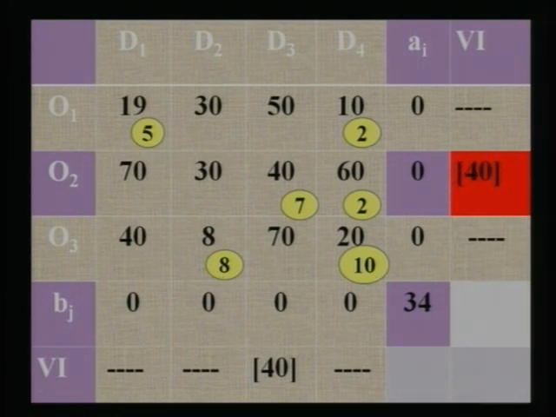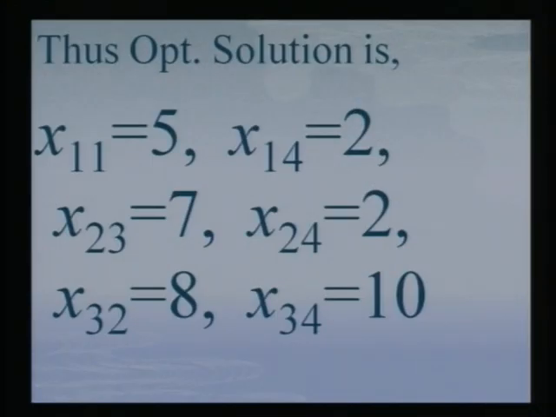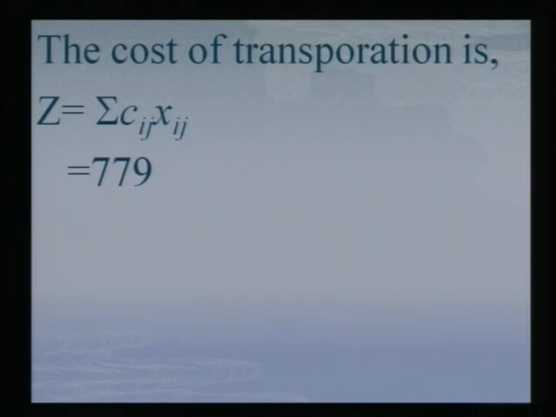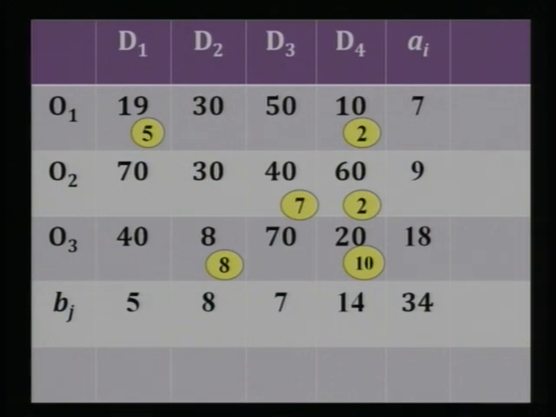And using Vogel's method, we have found the starting solution. As I told you, it is this solution, and the total cost of transportation using this solution is 779. Now our main question is whether this is an optimum value of the transportation cost or not, and that we can answer using the Modi method. So our Modi method begins from this stage. So this was our solution which we obtained using Vogel's method.